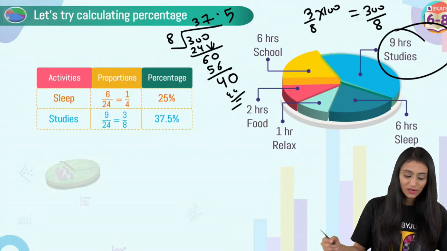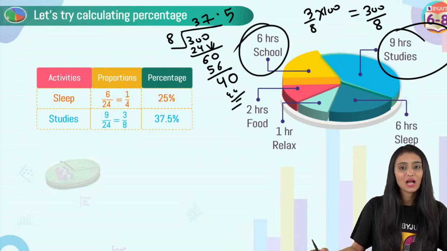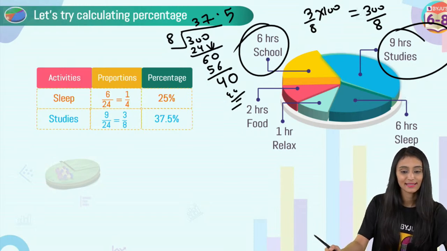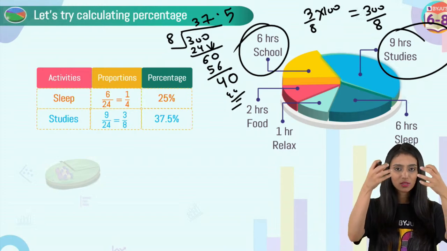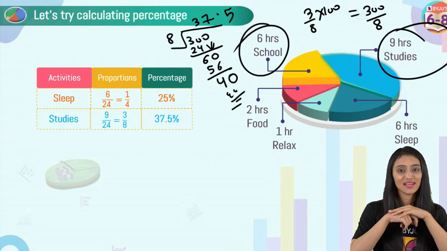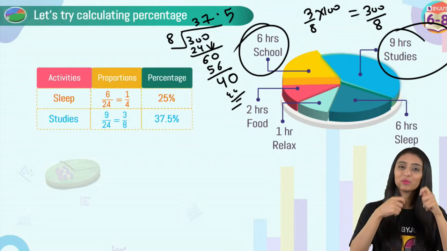Next, calculate for me for school. How many hours is the child spending in the school? Calculate the percentage quickly. Yes, it's 6 hours. Now we know that we have to do 6 by 24 times 100. Yes, calculation mistake. See, that's what I was talking about. We have to be really efficient.